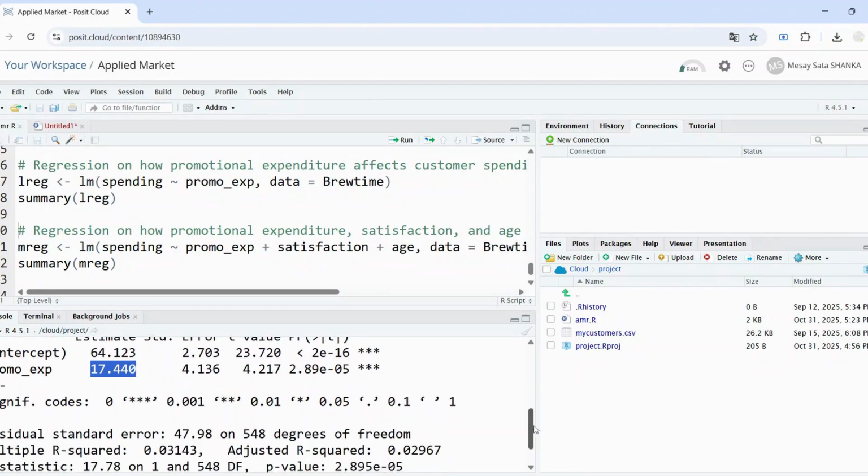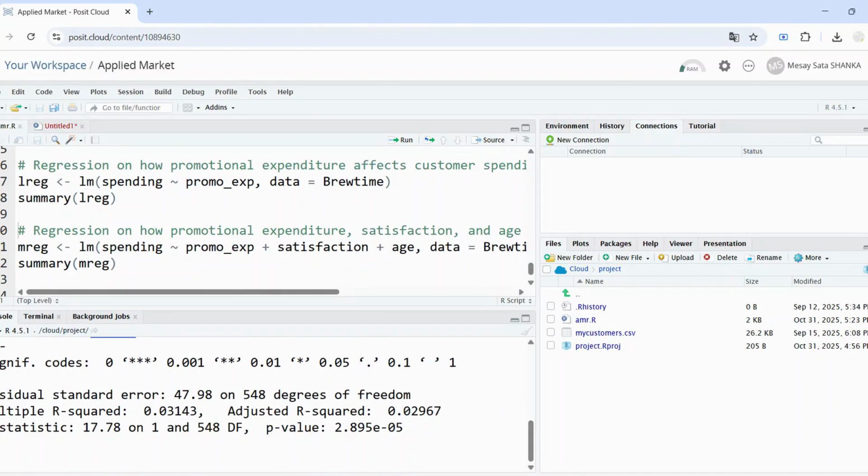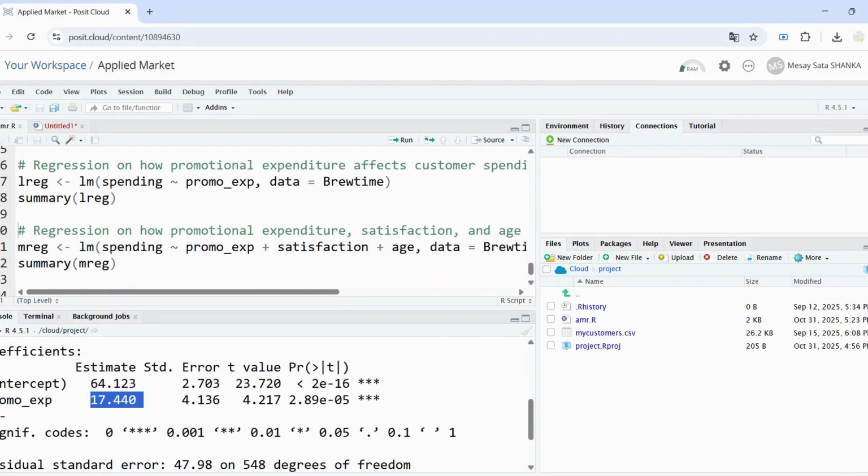In addition to that, we have here the R square value. So the R square value is 0.03, which means that promotion exposure explains about 3.1% of the variation in customer spending, which is small. So in general, since the coefficient is positive and the p-value is highly significant, we can conclude that exposure to promotion increases customer spending.